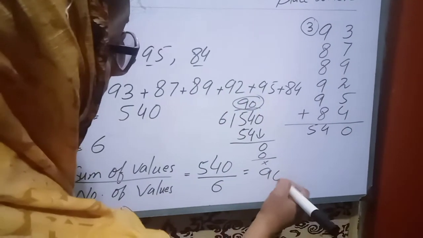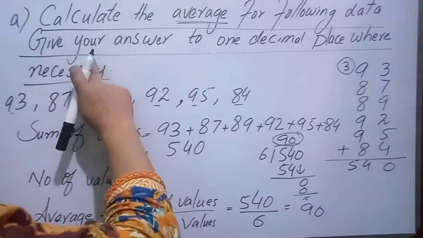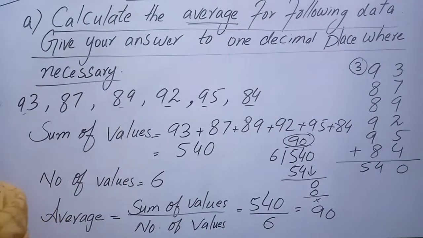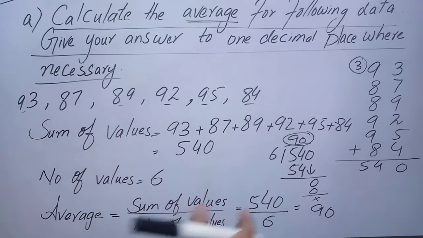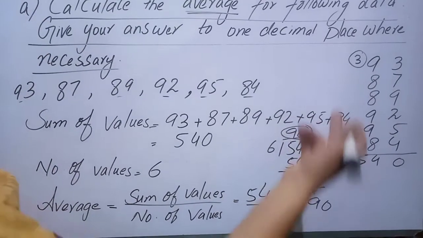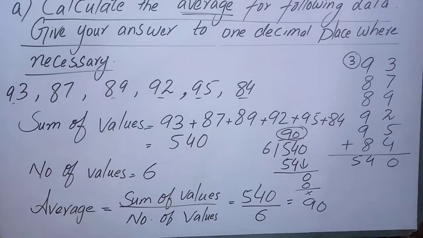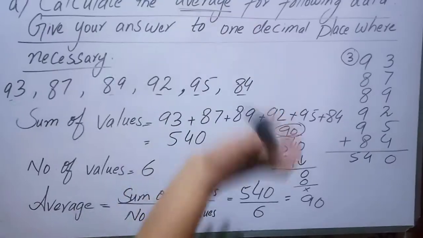Now students, the second thing they said is to give your answer in one decimal place. Decimal means point. Since no point came here, this condition has no meaning here. I will tell you later in the questions.